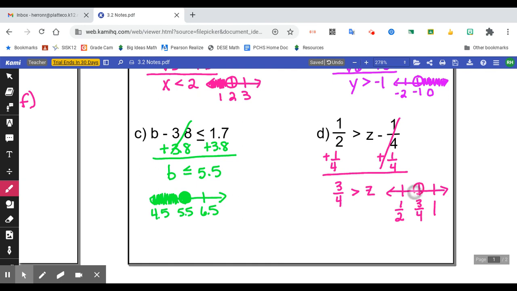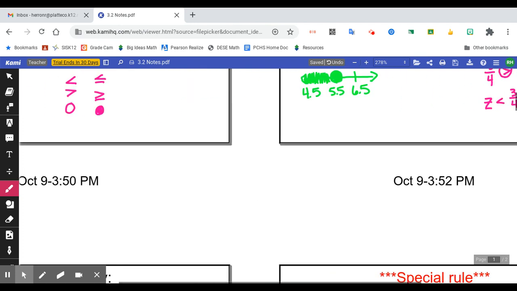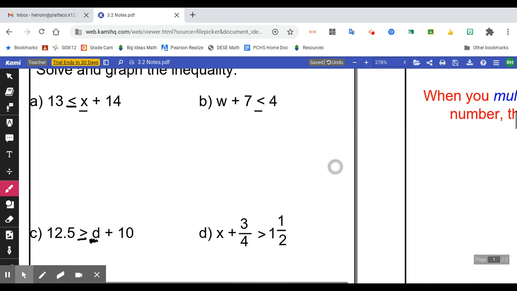This is an open circle because it doesn't have an equal to. And then on this one, like I said, z is on the back side, so you have to read it from z. So z is less than 3/4. So that would be going this way, to the left. If you don't like this way, you can always flip it around, but you have to flip the symbol too. So you would flip this, flip the symbol, and then look at it this way. And you can see that it's pointing to the left. Okay, good job. All right, let's do some addition problems.